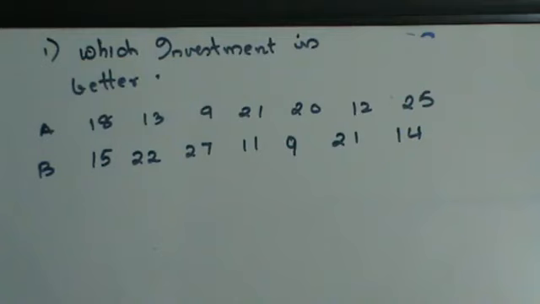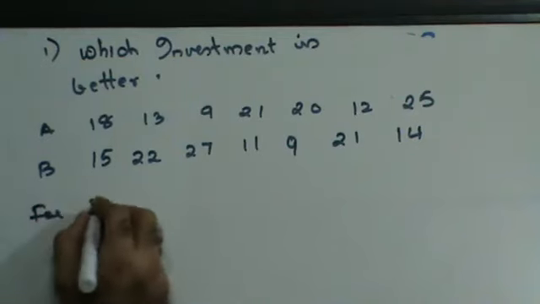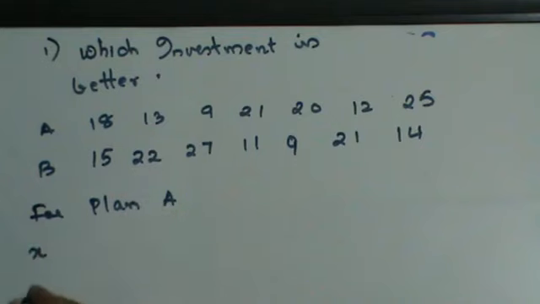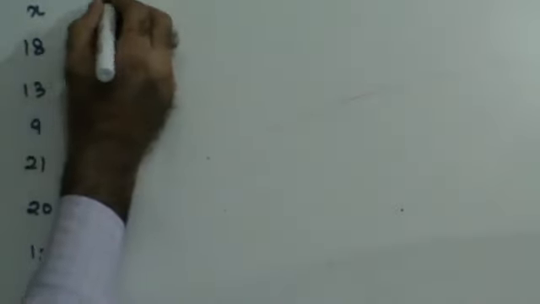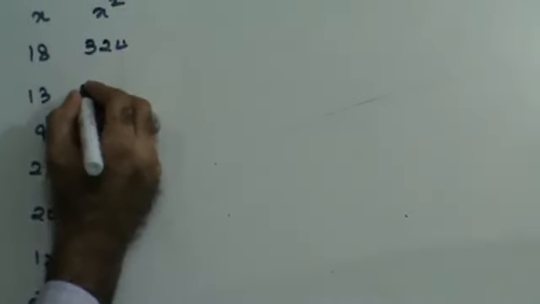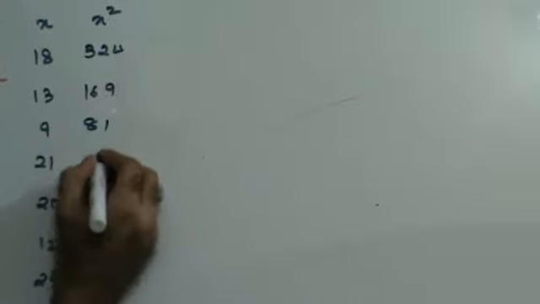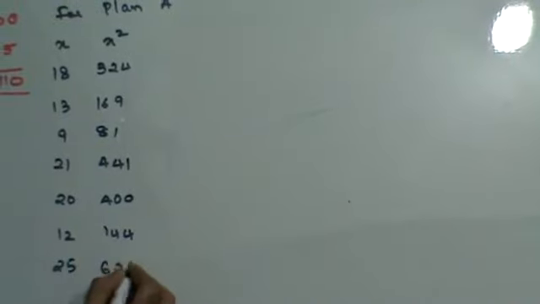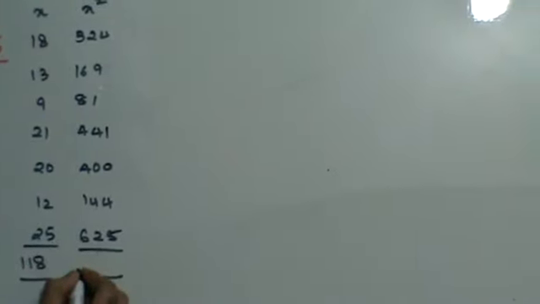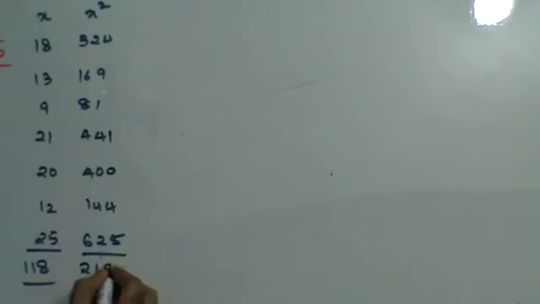So which investment plan is better? Let's work this out. For plan A, X returns are given to you as 18, 13, 9, 21, 20, 12 and 25% in the subsequent 7 years. Now what you have to do is find out X square, right? If I find out X square, this is going to be 324, 169, 81, 441, 400, 144, 625. Add this column, add this column. This addition when you do on calci will come to 118, whereas this will come to 2184.